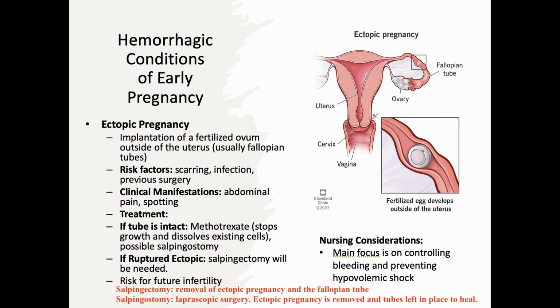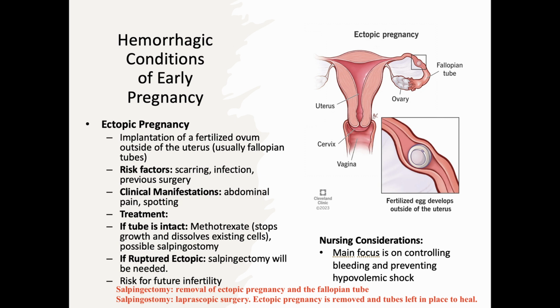Clinical manifestations, pain. So usually pain is going to be a big one here. Once that pregnancy gets big enough, they're going to feel it, and obviously there's no space for it to grow in the fallopian tube. They're going to start usually having, whatever side it's on, extreme pain in that area with some spotting.